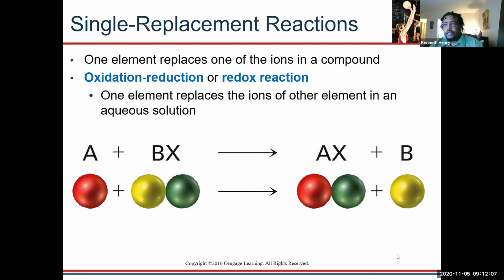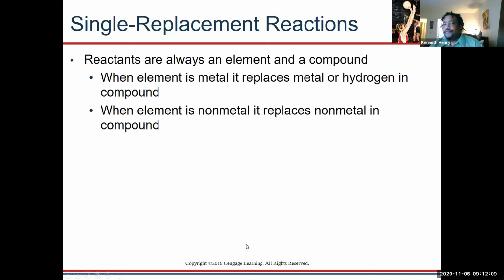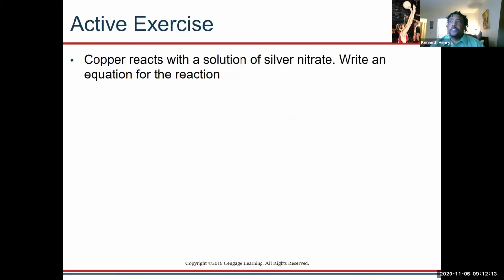Did you guys get that? Yes. Okay, so let's test it out. Copper reacts with a solution of silver nitrate. Write the equation for the reaction.